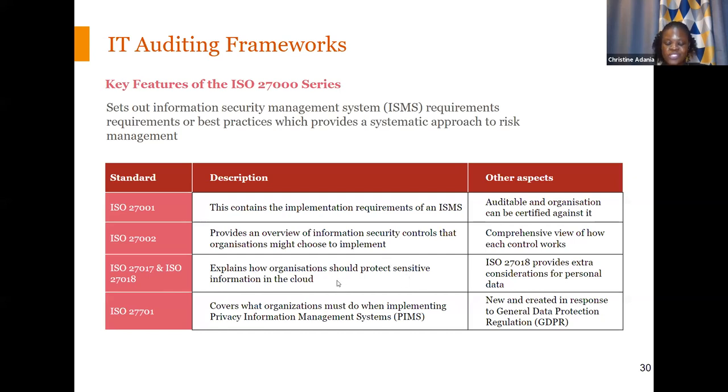You hear a lot of cloud computing going on these days. Clients just say, oh, we have this system on cloud. No, we moved it from on-premise to cloud. So ISO 27018 is just a little bit different from ISO 27017, because it provides extra considerations for personal data, so privacy and things like that. We have ISO 27701, which covers PIMS, privacy information management systems. What must one do when implementing PIMS? This one was just recently created in response to GDPR.